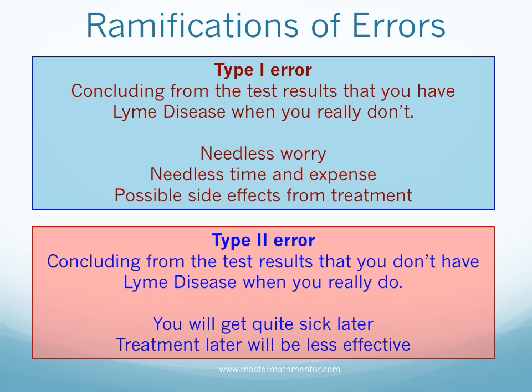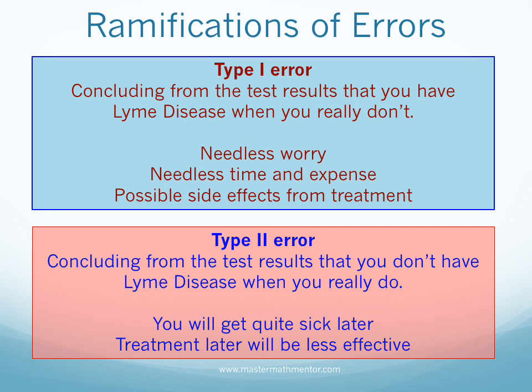A type 1 error will give you needless worry as well as needless time and expense. Also, you will be getting a treatment that might give side effects when you didn't need it. But a type 2 error means that since you do have Lyme disease, time will go by before it shows itself in a bad rash, swollen joints, and neurological symptoms. Treatment is much more effective in the early stages, but you thought you were safe.